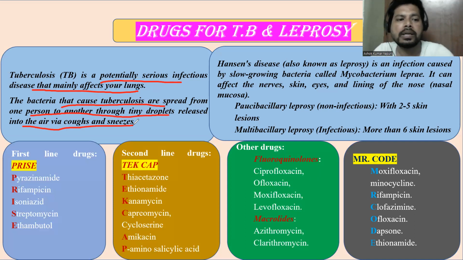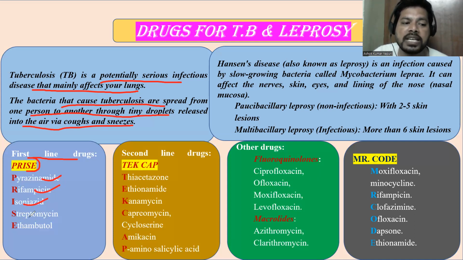And the drugs for tuberculosis are first line drugs. These are the first line drugs, given first preference. The trick is PRICE. That is, P means pyrazinamide, R means rifampicin, I means isoniazid, S means streptomycin, E means ethambutol. So these are the first line drugs. You can easily remember them by using the trick PRICE.